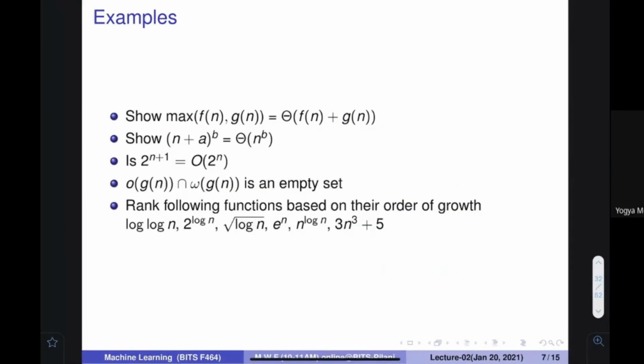Similarly, I leave it on you to show that if you take the small o and the big O of the same function and find the intersection of them, then this set is an empty set. Because there is no equality, all the things bigger and smaller are there, so this set is going to be empty.